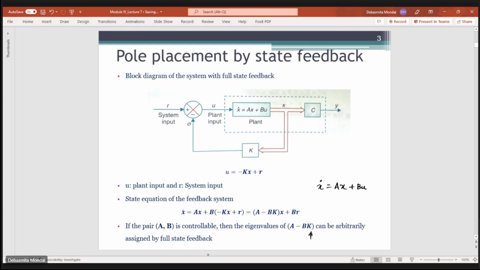So if you choose the value of K in such a way that you can have different eigenvalues, those eigenvalues will be according to the given specifications. That means you can place the closed loop poles of the overall system by simply playing around with the value of this matrix K.